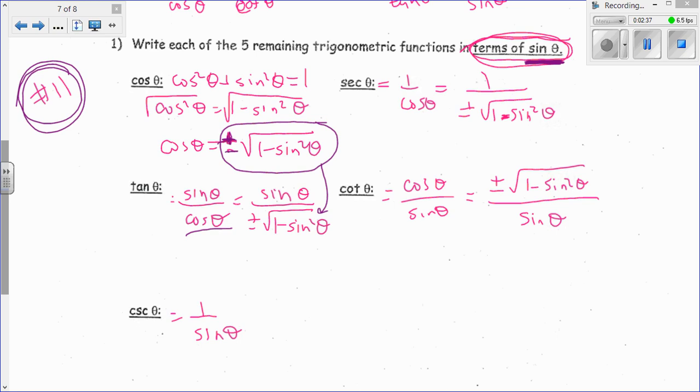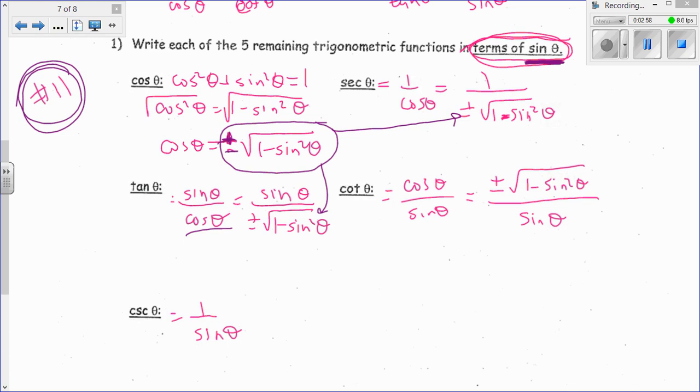Cosecant is easy because that's just 1 over sine theta. I don't have to do any kind of funny substitutions there. Secant is 1 over cosine theta. And like before, anytime we see a cosine theta, we're going to put this into the denominator. So it's 1 over plus or minus the square root of 1 minus sine squared theta.